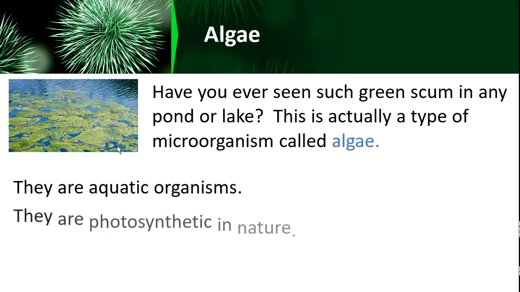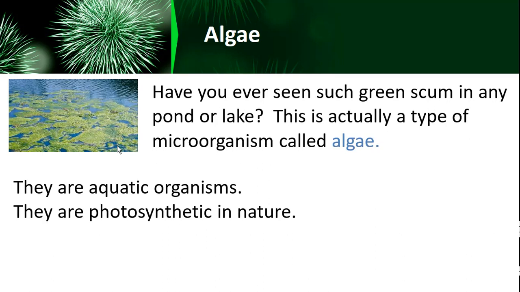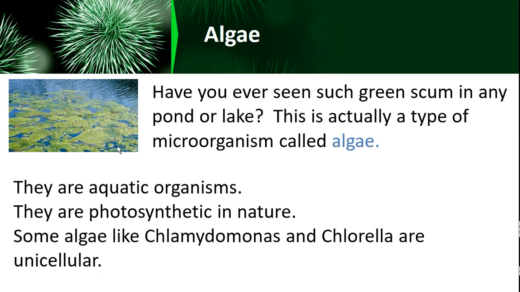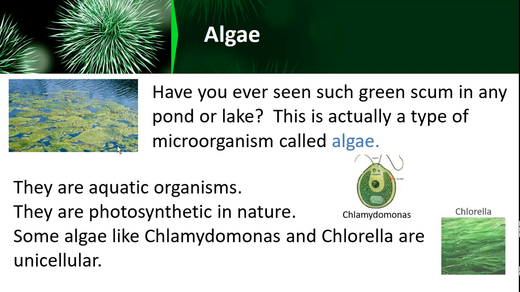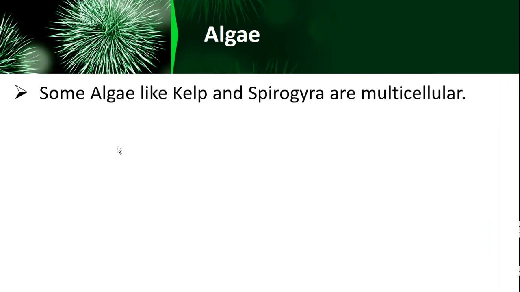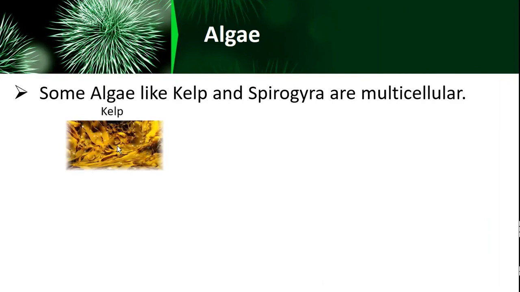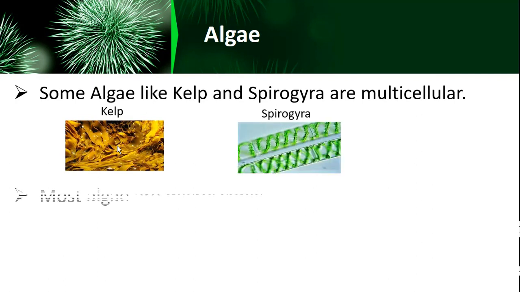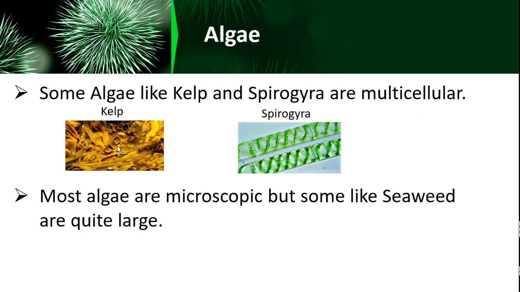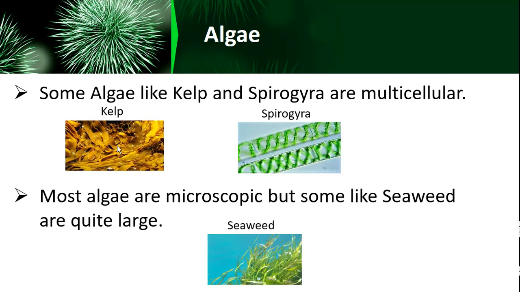They are photosynthetic in nature. That means they carry out photosynthesis like plants. They can prepare their own food. So they are also known as autotrophs. Now some algae like Chlamydomonas and Chlorella are unicellular, made up of one cell, and there are few algae which are multicellular like kelp and Spirogyra. Most algae are microscopic. That means we need a microscope to observe them. But some like seaweed are quite large, जो हम naked eye से भी देख सकते हैं.